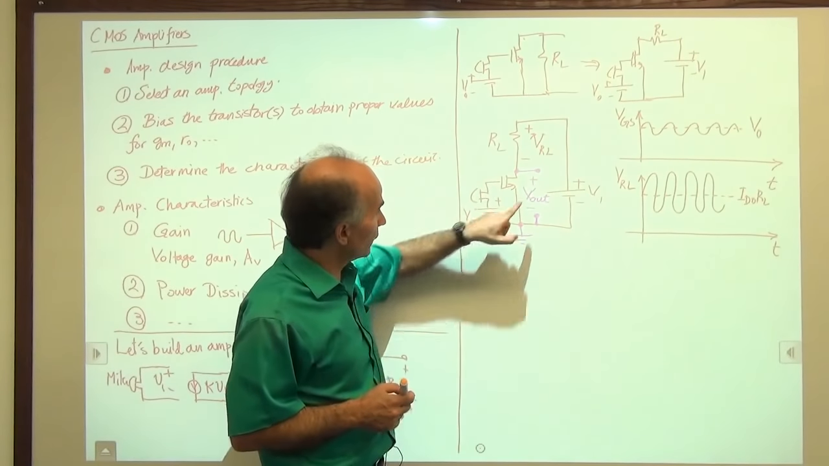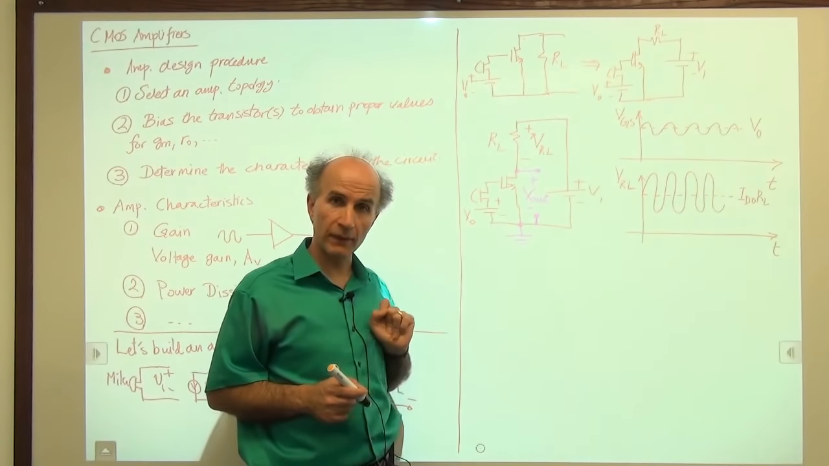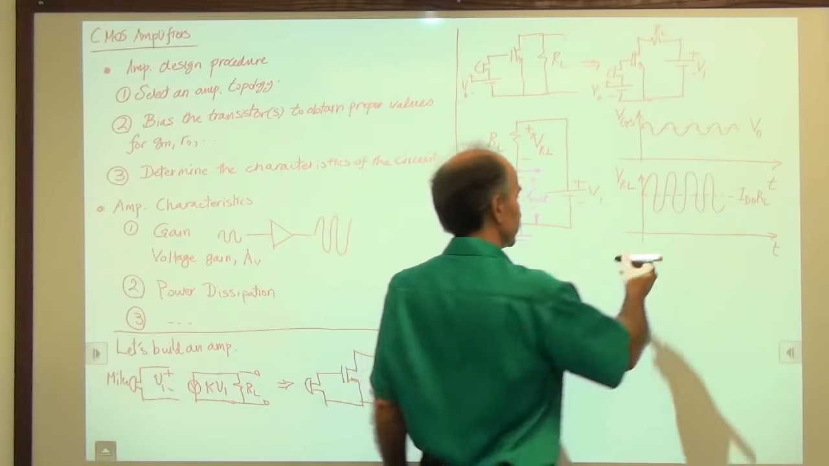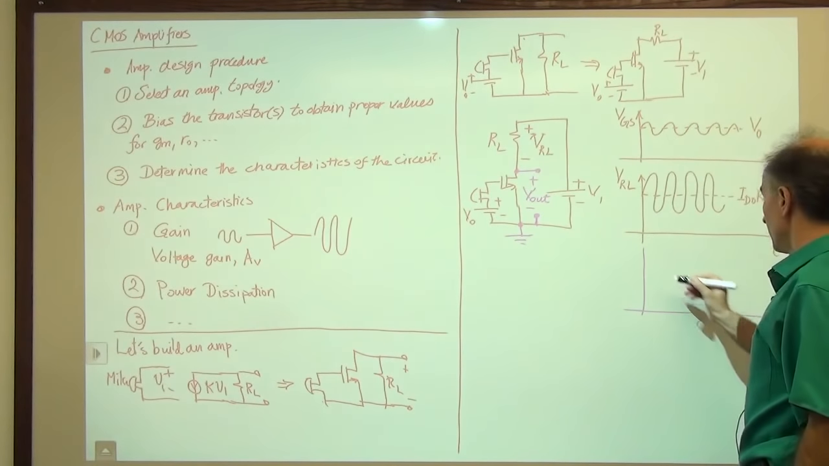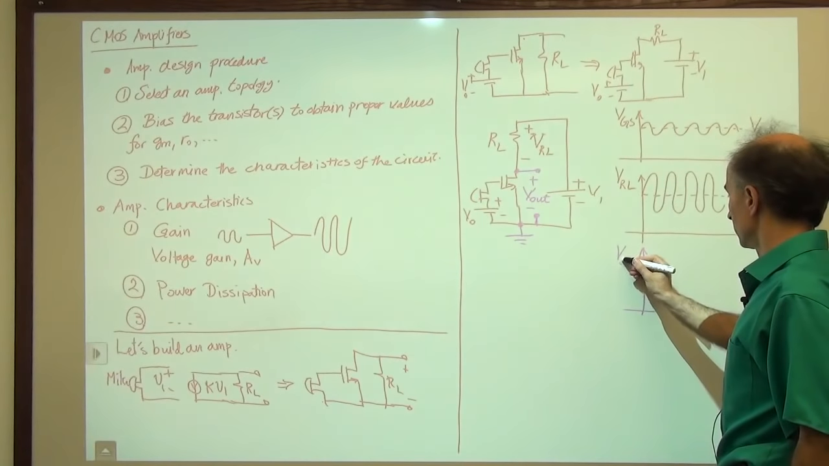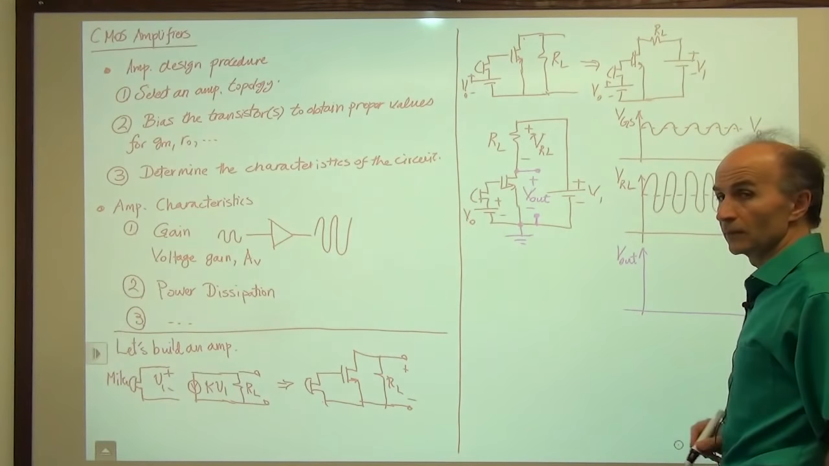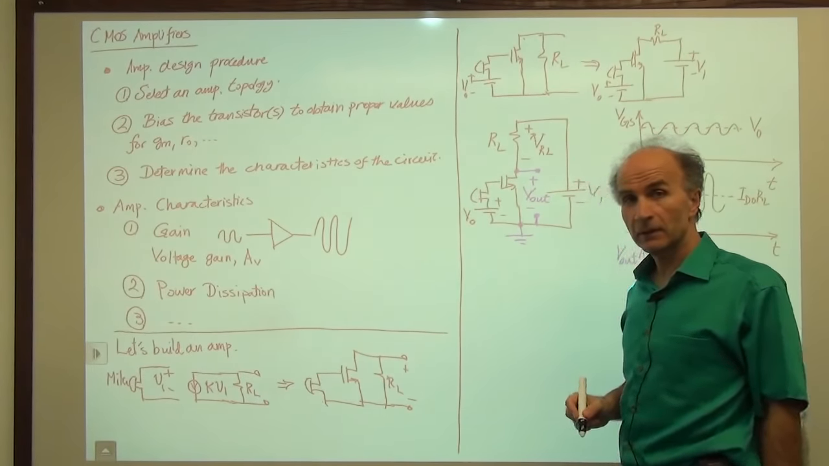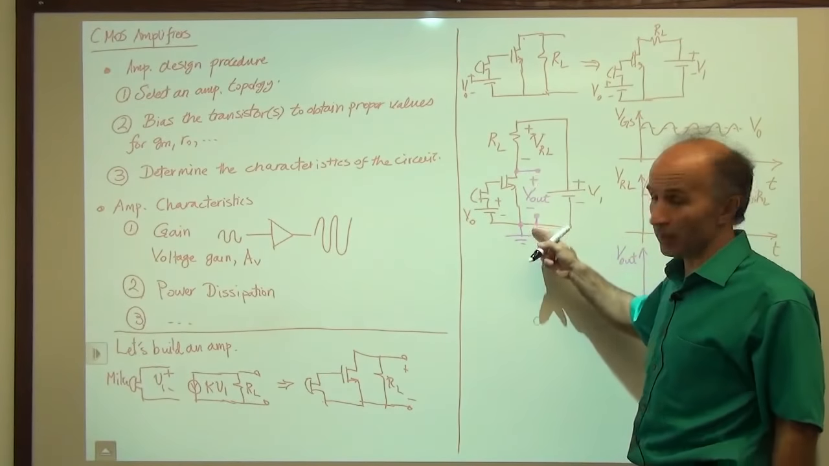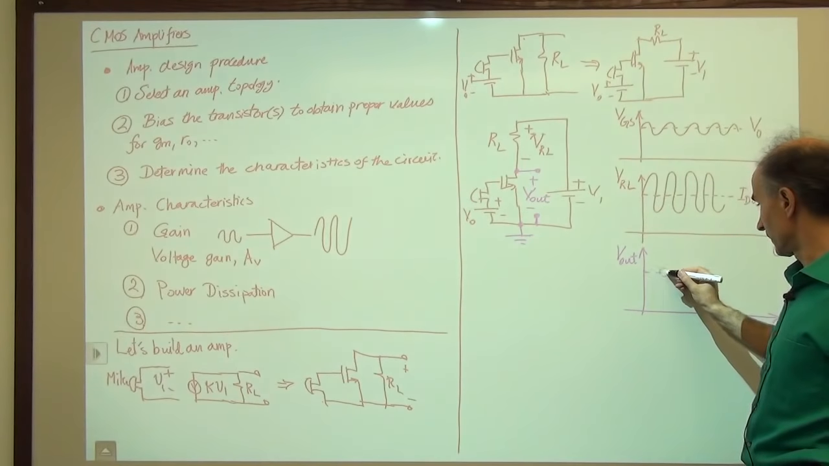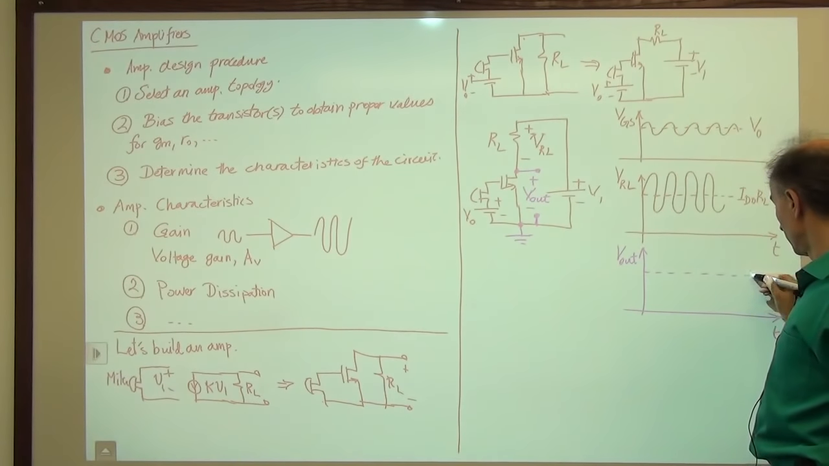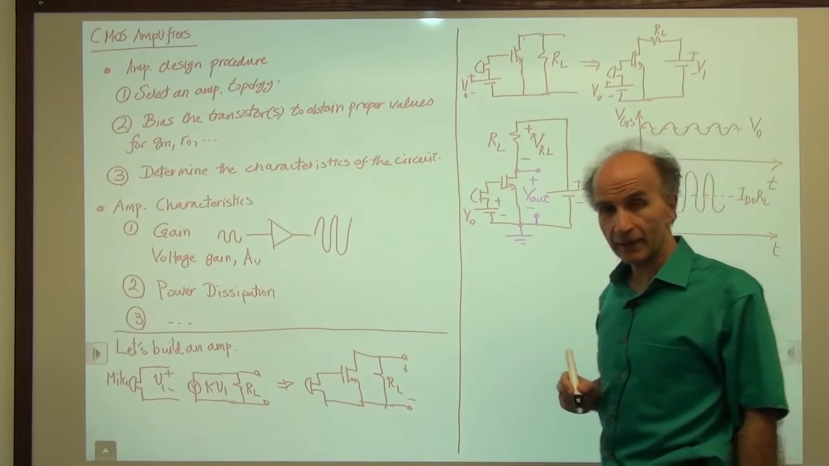Okay, so let's try to plot this voltage also as a function of time. Here's T. Here's V out. In the absence of a signal, what happens? Well, V out must be constant, right? It doesn't change with time. And the question is, how much is V out? So I will give you 90 seconds to think about that.